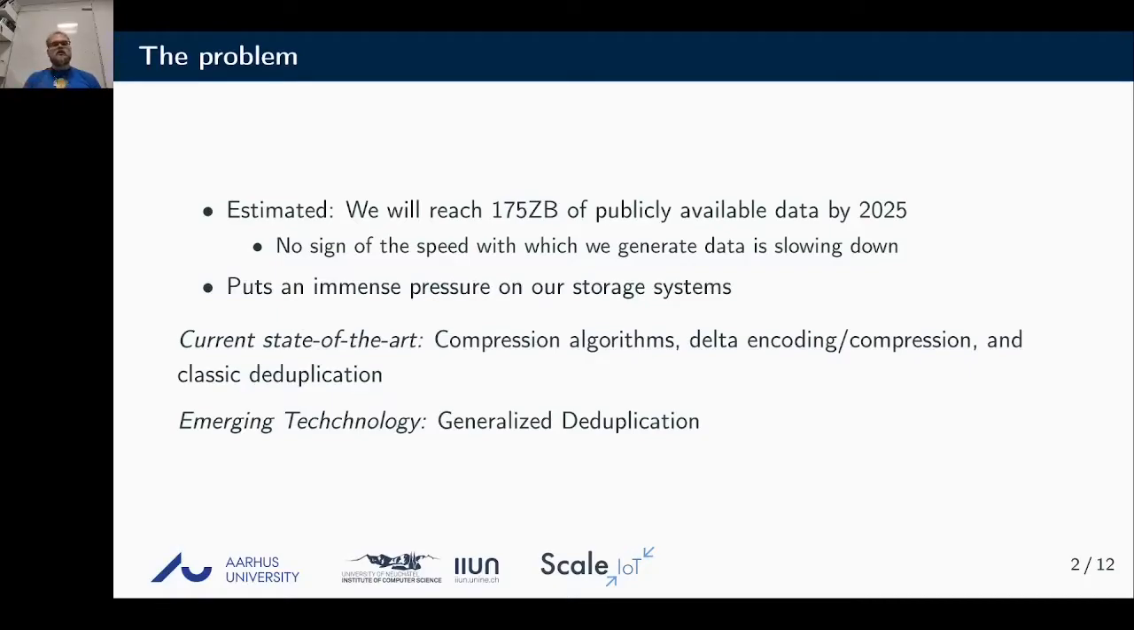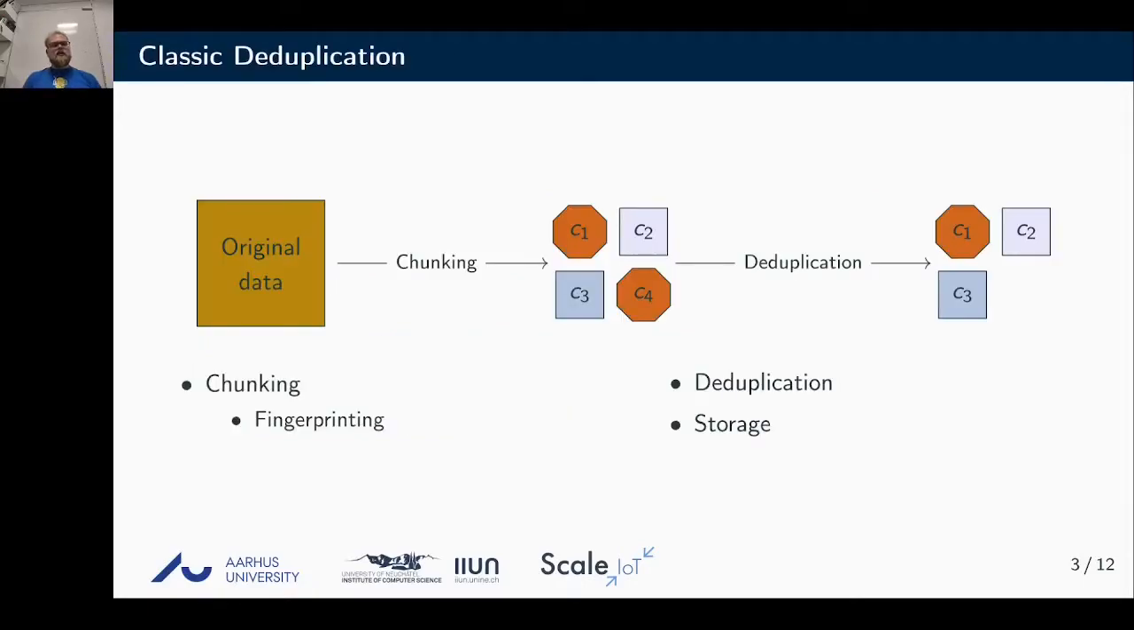Now, there is an emerging technology called Generalized Deduplication, which aims to improve the deduplication ratio of classic deduplication, and that is the technique we have built MinervaFS around, just to test if it is possible to design a file system using this technique.